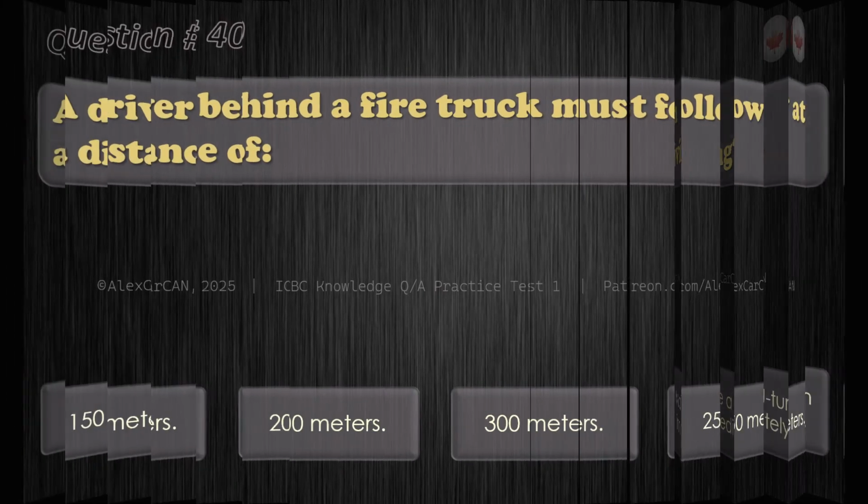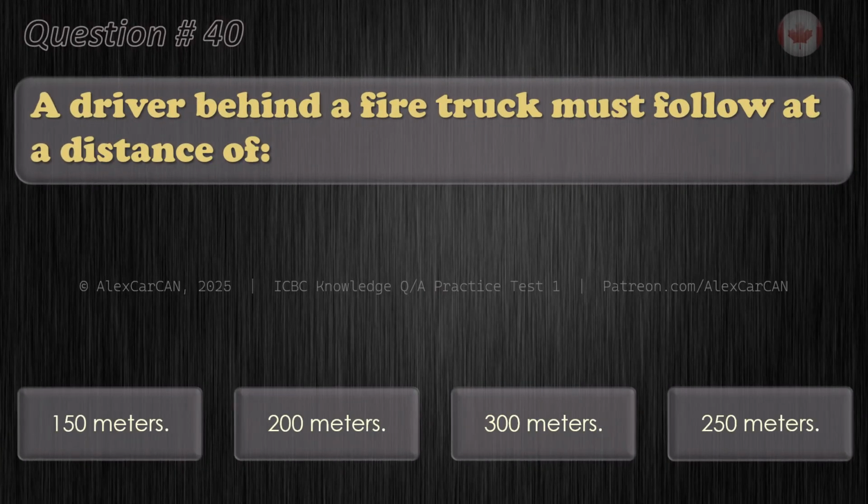Question number 40. A driver behind a fire truck must follow at a distance of 150 meters, 200 meters, 300 meters, 250 meters. The correct answer is 150 meters.